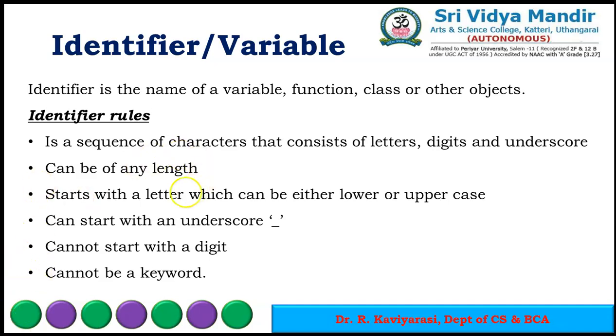The rules for naming the identifier: it is a sequence of characters consisting of letters, digits and underscore. That means an identifier may contain letters, digits and underscores. It can be of any length. We can give any number of characters in the identifier naming.